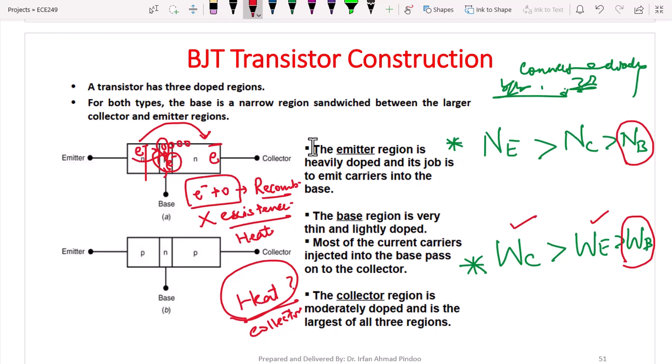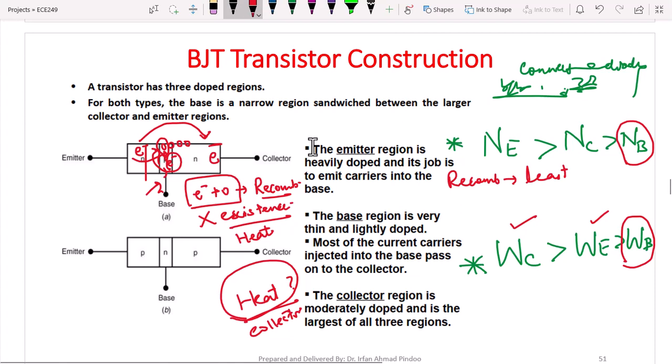So it means this electron will not be able to reach the collector if we have more recombination. So what is our aim? Our aim is that the process of recombination should be least. And when is it possible? It is possible when you have a smaller number of holes in the P region over here. So that is why we are doing less doping.